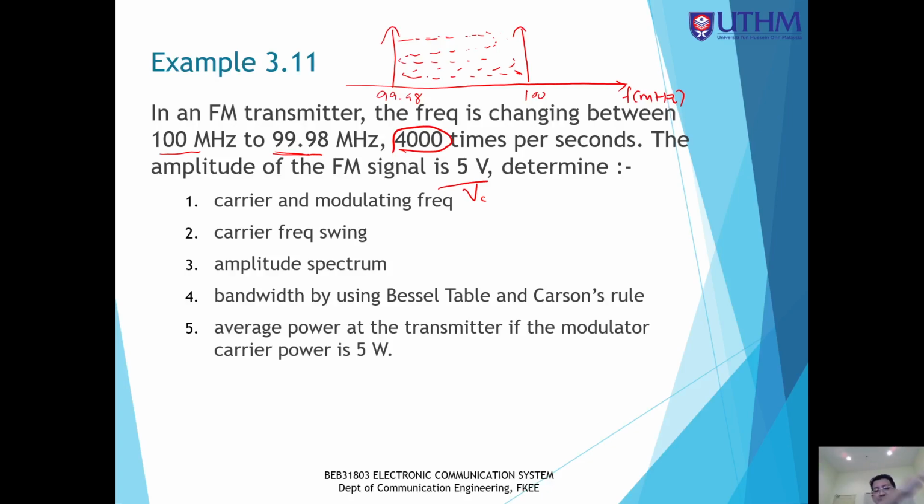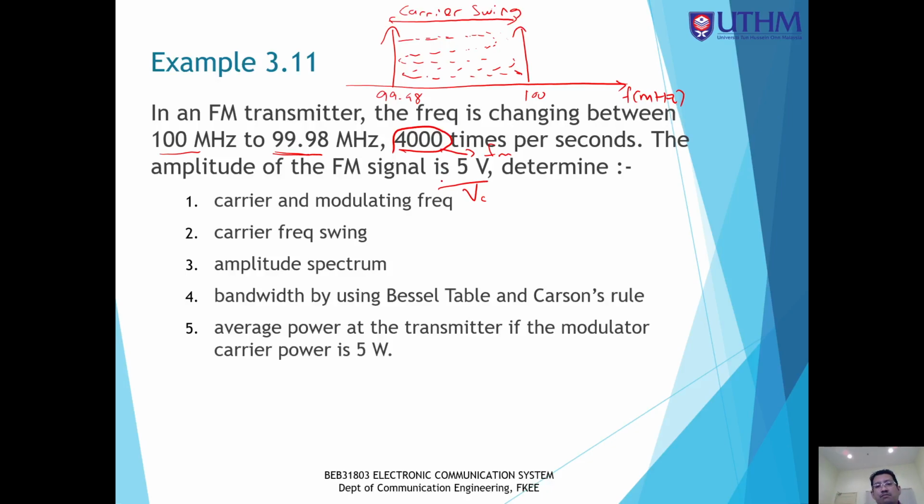So the carrier changes frequency from maximum to minimum 4,000 times in 1 second. This 4,000 times is actually referring to the frequency of the input message, which is FM. So the input message frequency determines the number of fluctuations per second. The whole range of frequencies from minimum to maximum is what we call the carrier swing.